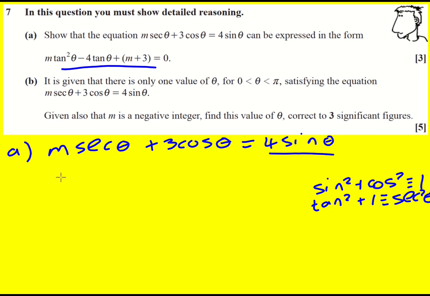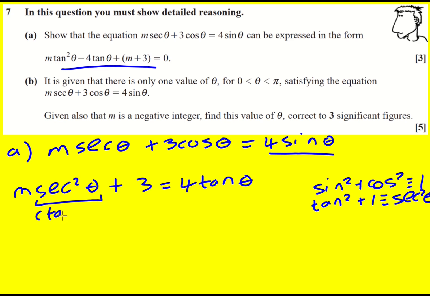So basically, divide both sides by cos, and sec theta divided by cos theta is actually sec squared theta, because it's 1 over cos theta times 1 over cos theta. So m sec squared theta plus 3 is going to equal 4 sine theta over cos theta, so 4 tan theta. Now let's replace this by tan squared. It might be at this point you spotted that. In any case, we're nearly there now.